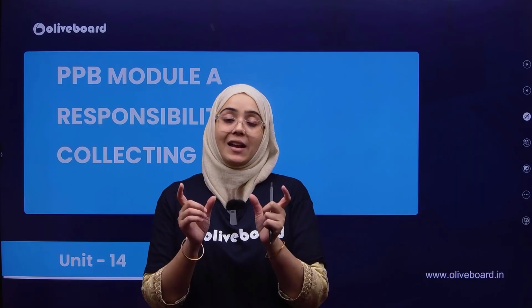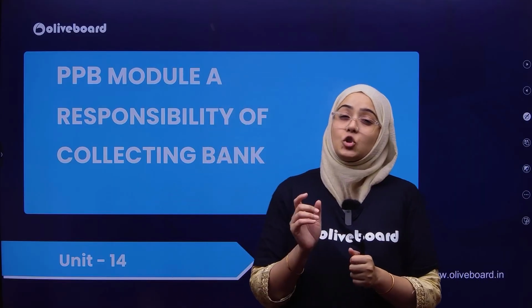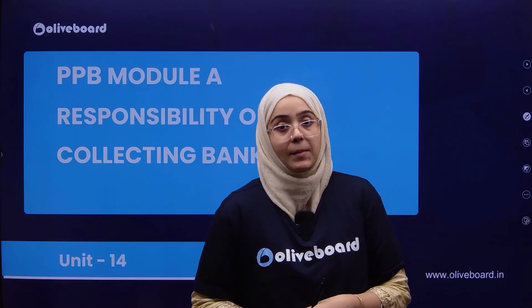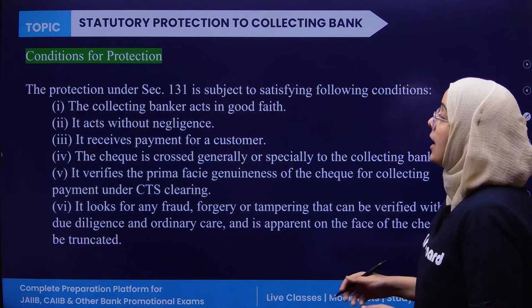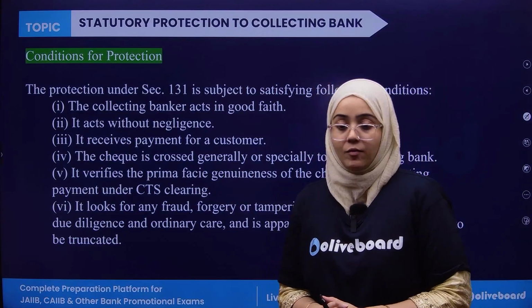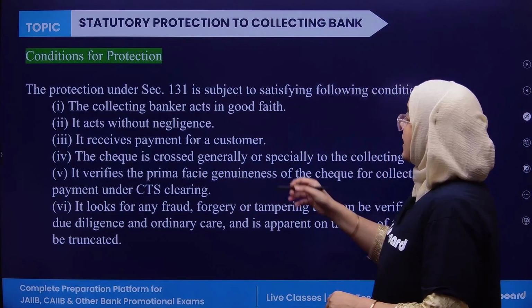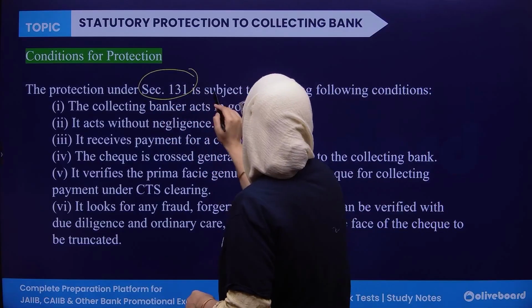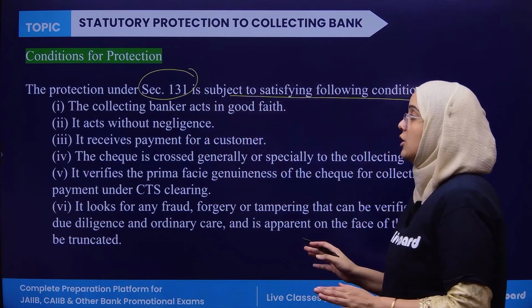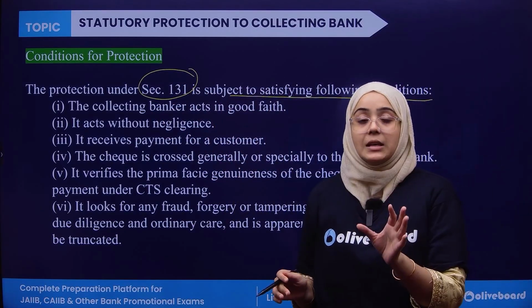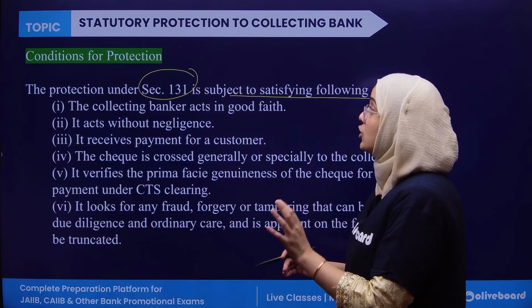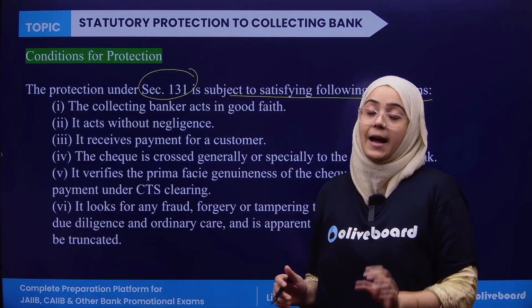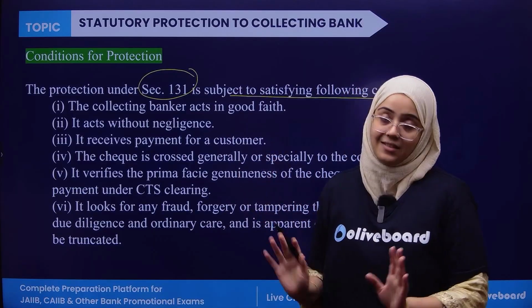Okay, so this is a very short chapter, I think the shortest chapter of the whole PPP. So let's start discussing with the very first thing. Now the condition for the protection. First of all, the protection under section 131 is subject to satisfying the following conditions. Section 131 of the Negotiable Instruments Act provides protection to the collecting bank under these circumstances.